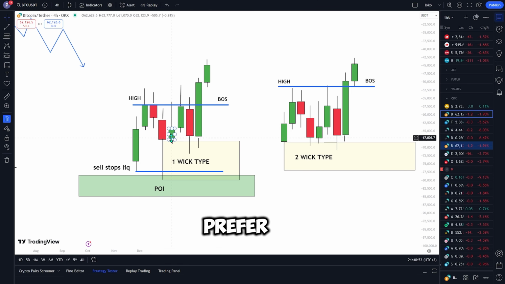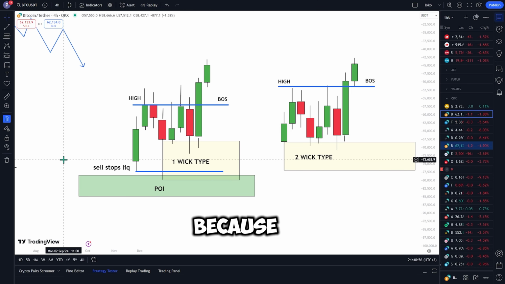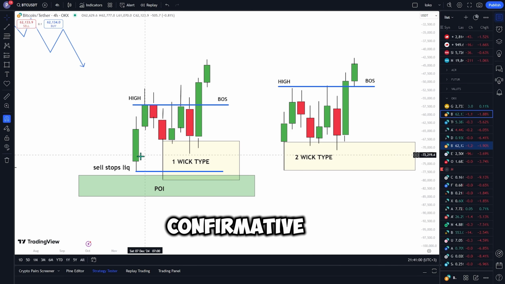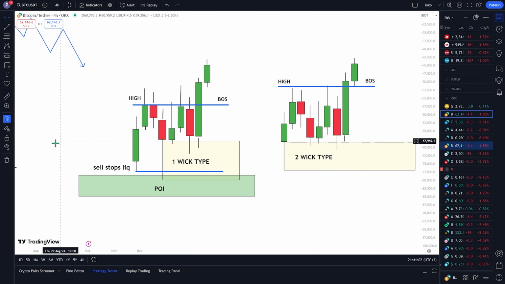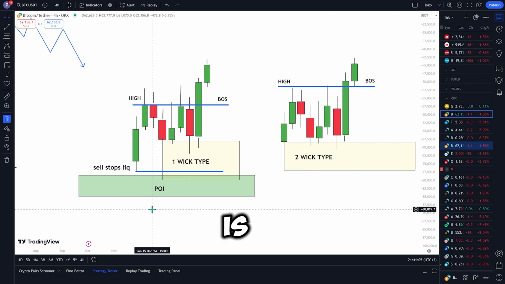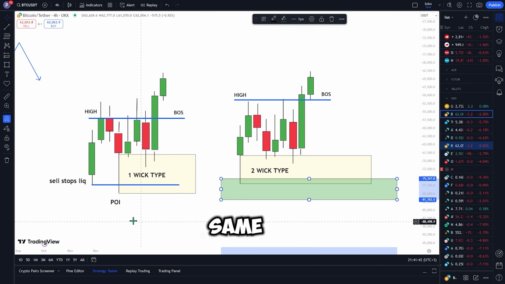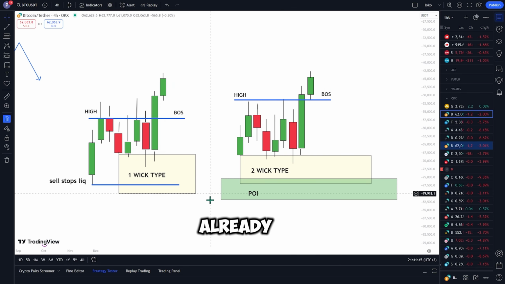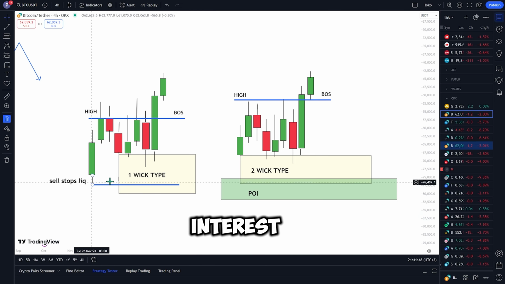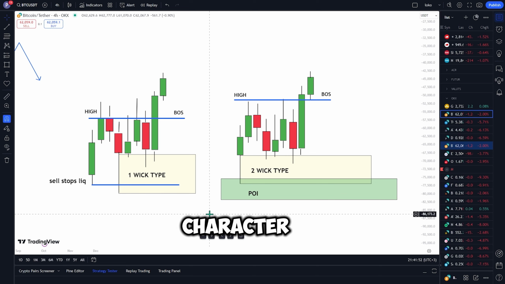And of course I prefer to use this type of wick because it has one more good confirmative thing: it is capturing the liquidity below, and it is a good indicator for entering the deal and a good indicator for the reversal of price in your way. Another type of wick is the same as in the previous example. It has already tested our point of interest, but it doesn't get any liquidity, and it is riskier to enter from it, as I said before about liquidity.